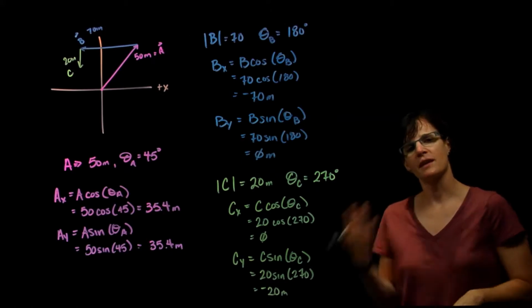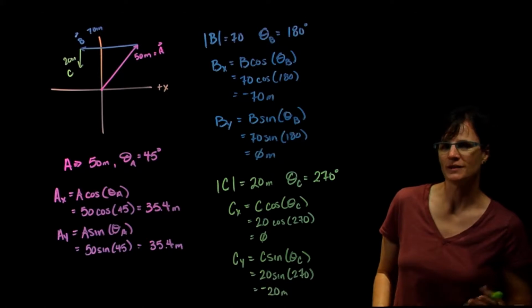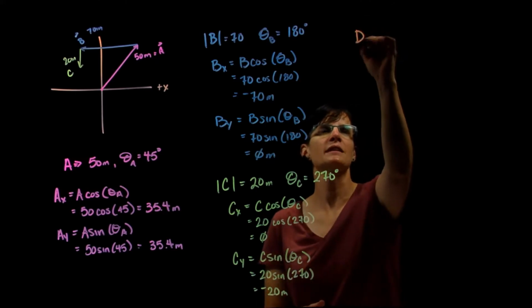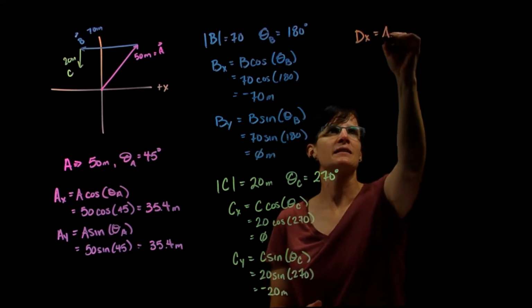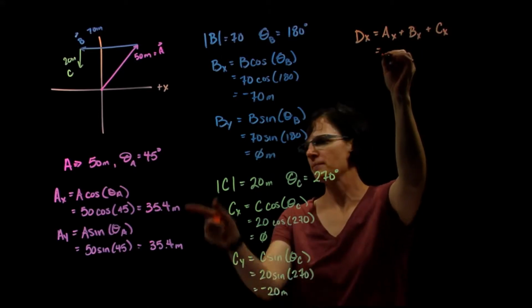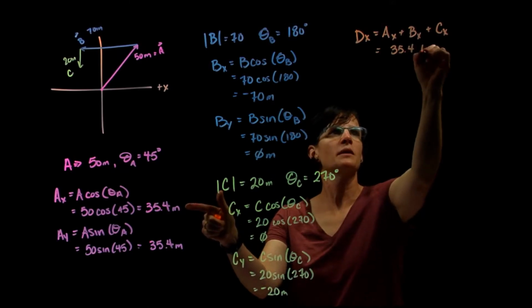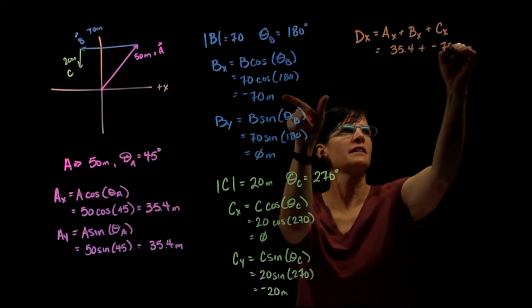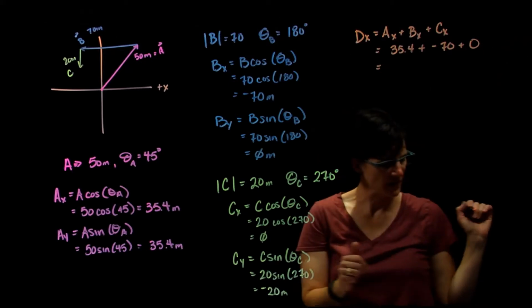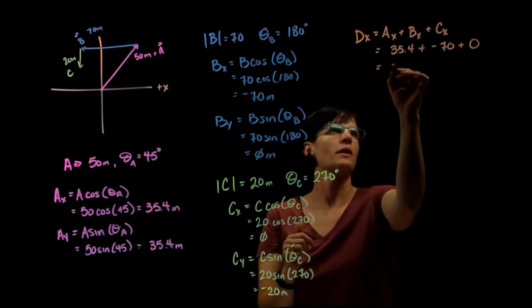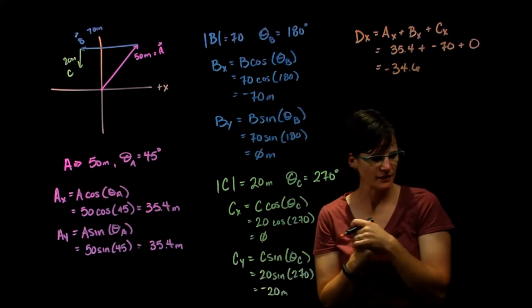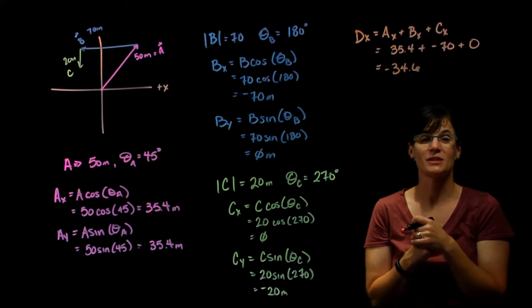So now if I want to find the x component of the resultant and the y component of the resultant, I add up all the x components and add up all the y components. So we'll call our resultant vector D. So dx is going to be a sub x plus b component in the x direction plus vector c in the x direction. A is 35.4, b is negative 70, and c is 0. So my x component for vector D is 34.6 in the negative direction. So negative 34.6 or 34.6 to the west.